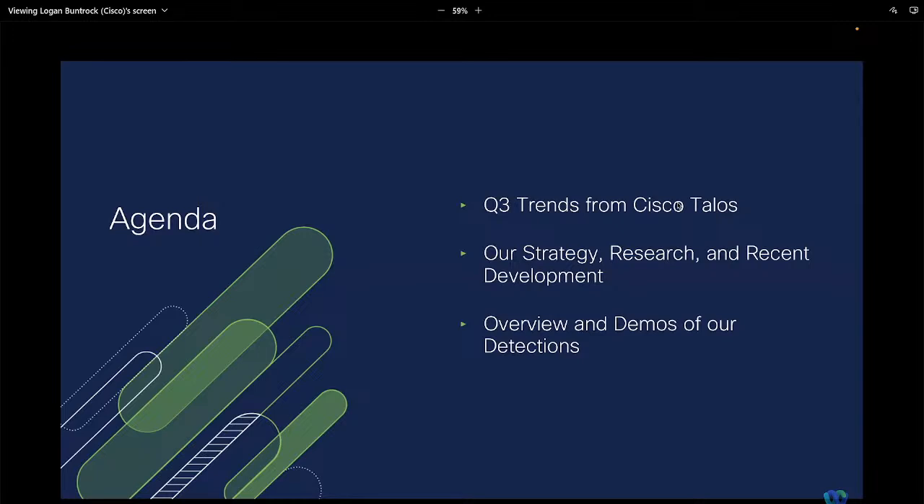So today we're going to be talking about a few different topics. One, we wanted to share some quick updates from Cisco Talos. It's a team we work with heavily in developing new detections, but they release a quarterly report on what they're seeing in the wild, in particular the threat response team. So we wanted to share some of those insights. Then I'll give you a quick update on our strategy, research, and recent developments. And then Robert will finish us off with a deeper dive into our detections and some demos.